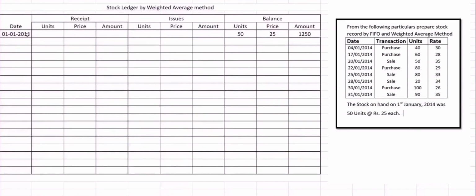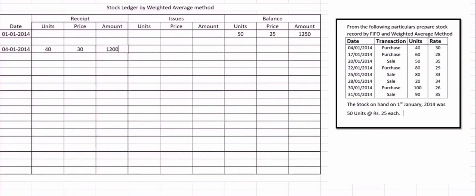After that, we'll come to the table. First transaction we are having on 4th January 2014. So transaction is of purchase. That means we are receiving the goods. So we are receiving 40 units at the rate of 30. So cost paid for the same will be 1200.